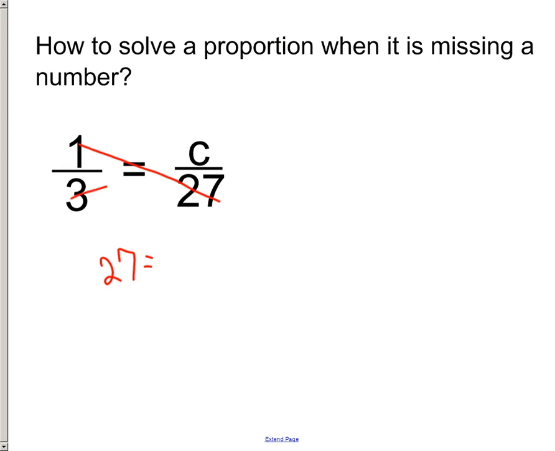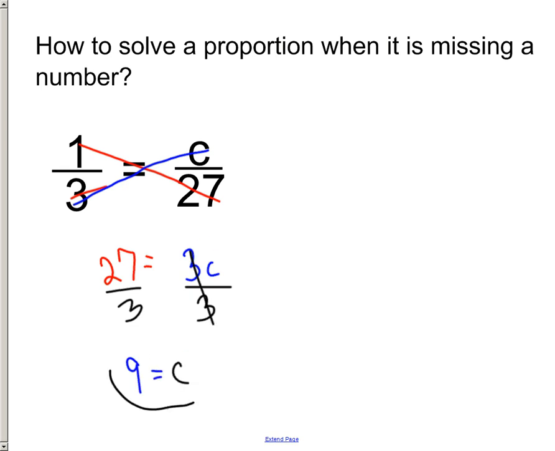3, now let me get a different ink color there. 3 times C is 3C. When that letter's involved, we just squish them together. And whatever number's in front, since it's supposed to be multiplying, we're going to do the opposite and divide both sides by 3. 27 divided by 3 is 9. Cancels. And there's our answer. That means that 1/3 is equal to 9 over 27.